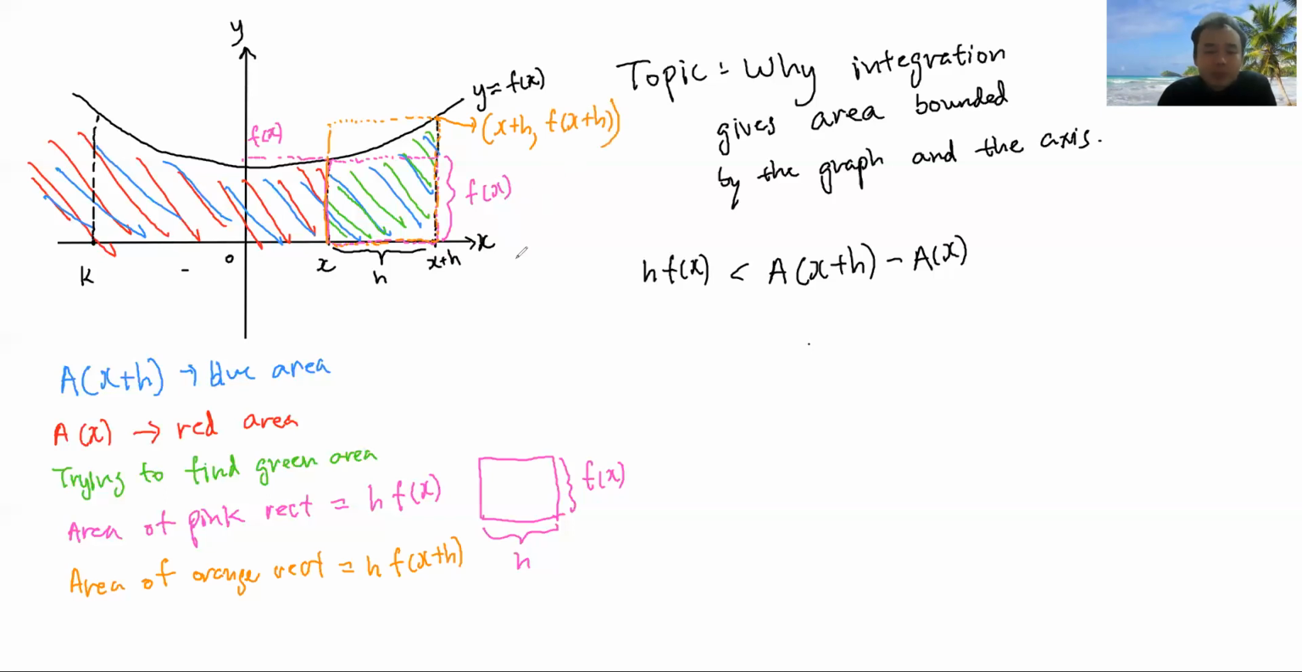Can I say that this green area is smaller than the area of this orange rectangle? So we have another inequality here. This is h f of x plus h, because this is the area of the orange rectangle. Now this inequality is quite important in the result that we're going to prove.